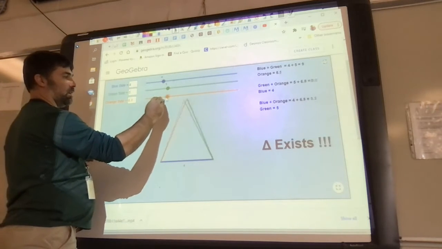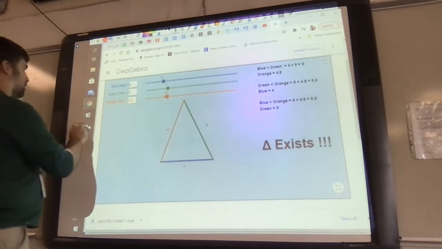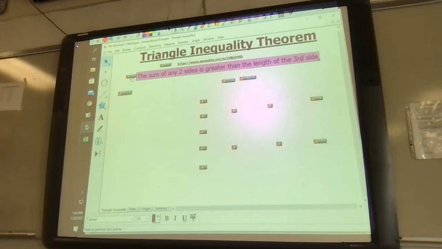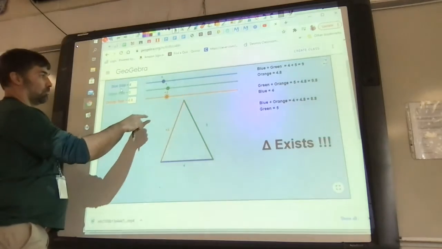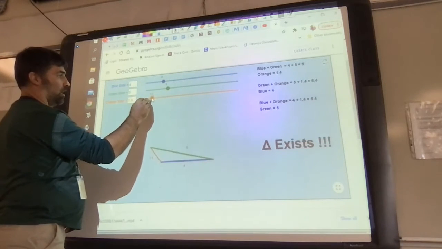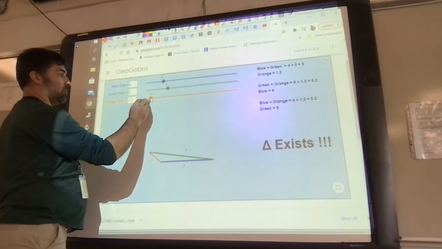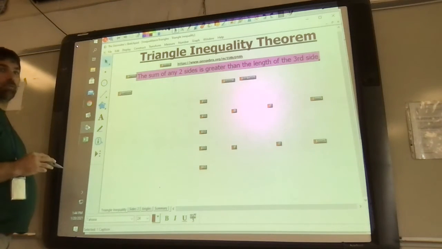So here's the idea. This is the triangle inequality theorem. It says this. Any 2 sides, if I add any of those, in this case we did 3 and 4, anything bigger than 1 works. So 1 will not work, but 1.1 would work. Even though it looks a little weird, 1.1 would work. Any 2 sides added together, that's the sum, has to be bigger than the third.